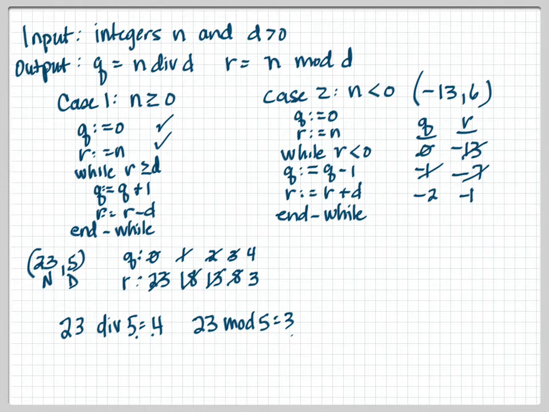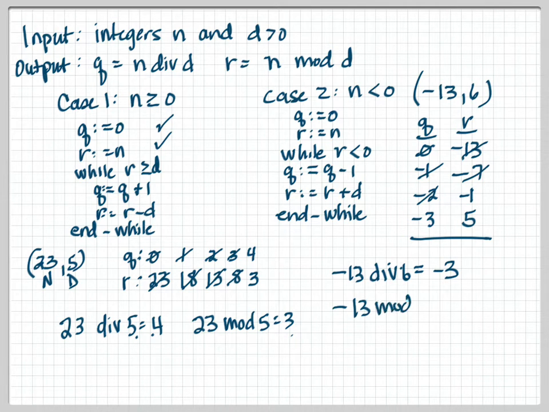I'm still less than 0, so I have to go through it again. I'm going to subtract 1 from Q, I get minus 3, and I'm going to take minus 1 plus 6, which is going to give me a positive 5. At this point, I can stop, because now 5 is not less than 0. So now I can write my equation as minus 13 div 6 is equal to minus 3. And minus 13 mod 6 is equal to 5.